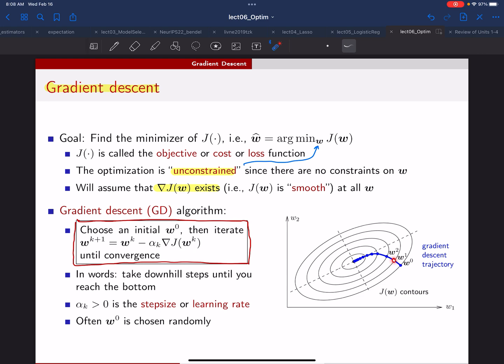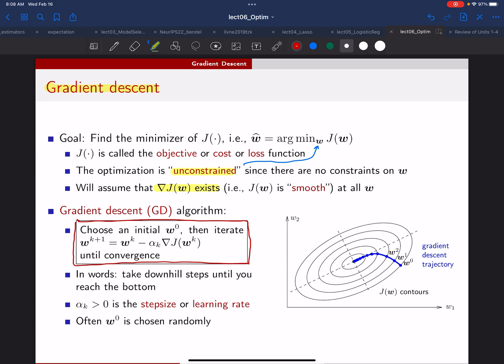So then we're at W1, and now we move a small amount, again perpendicular, and that brings us to W2, and so on. And if we keep doing this, then as we'll see, we can prove that we will converge to a minima, or at least the closest minima to where we started.